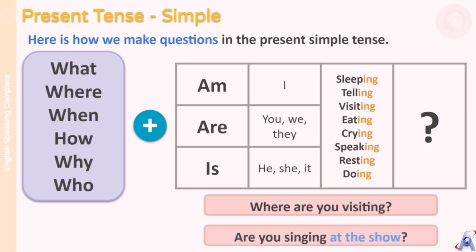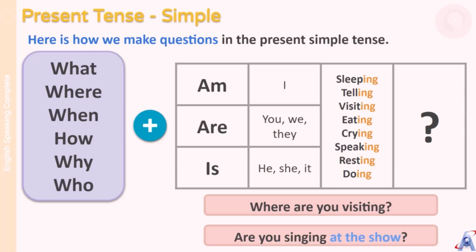Are you singing at the show? Two things to note. I don't use one of the 6 W words in this last example. I use "are" straight away. Are you singing at the show? And I also add a bit more information in blue, at the show. So this is how we can use the present simple tense for making and forming questions.